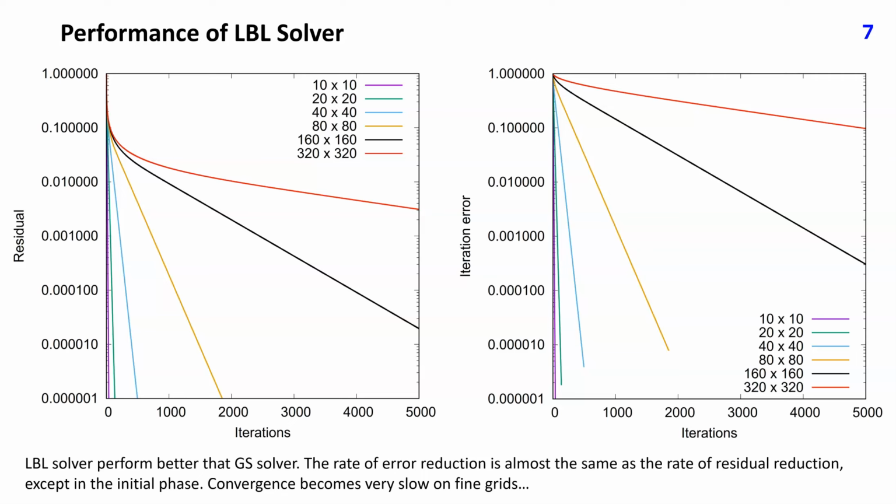This slide shows the same information as the previous slide for the line Gauss-Seidel LBL solver. The plots are similar. The only difference is that LBL solver needs circa 4 times less iterations to reduce the residual norm by 6 orders of magnitude than the point Gauss-Seidel solver. However, both solvers need too many iterations on fine grids and are thus not suitable for practical applications.